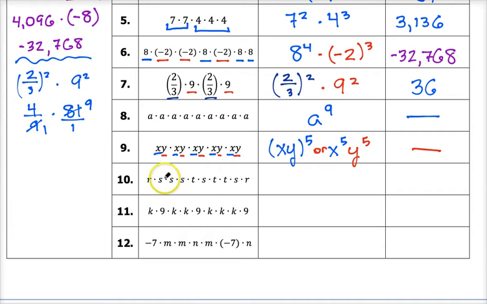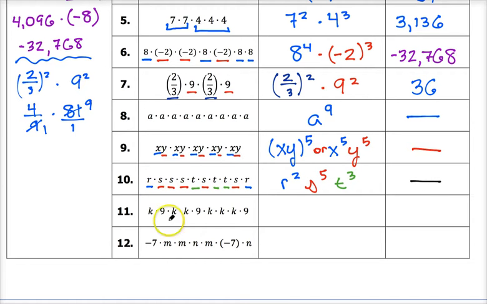Okay, for number 10, we'll do that. We have 3 different bases here. We have an r 1, 2 times, so that's r squared, times we have an s 1, 2, 3, 4, 5 times, so that's s to the 5th power. And then we have a t 1, 2, 3 times, so that's t cubed, or t to the 3rd power. So this expression is r squared times s to the 5th times t cubed.